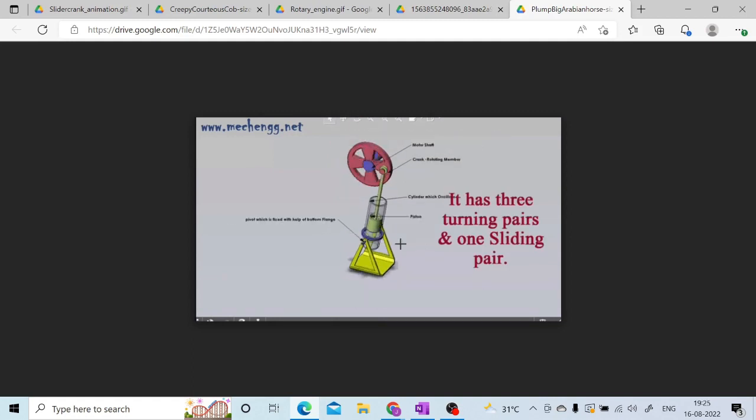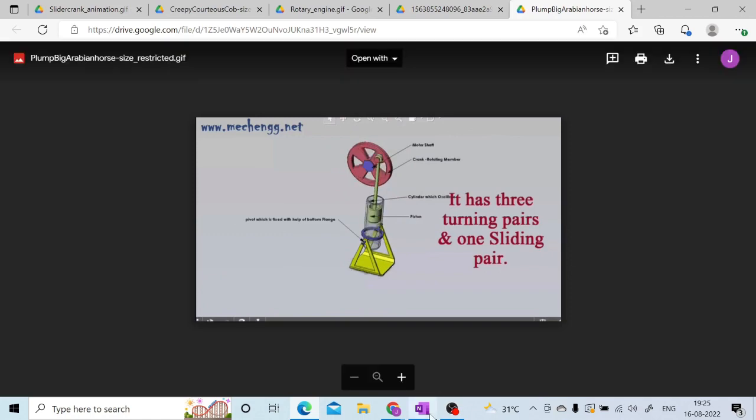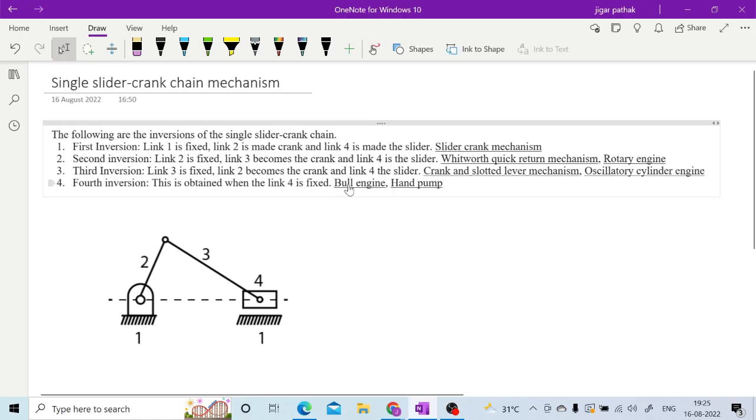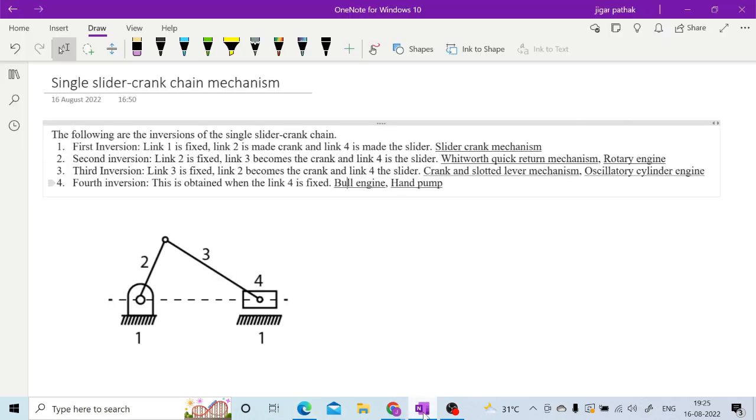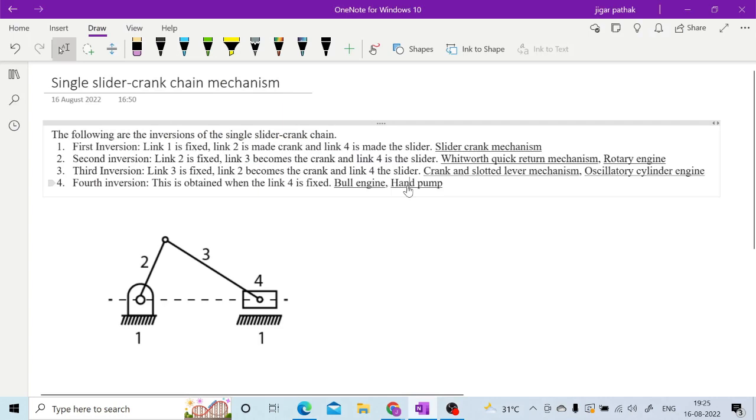So this is how you have to observe these things, and you have to check at what particular inversion which links are getting fixed. So here in this bull engine you will have that last link fixed, that is link 4, right? So here you are having this bull engine, and one more thing is hand pump. So this is how you will have all your inversions for the single slider crank chain mechanism, right? This is bull engine, and here you will have hand pump. It will take a while. So this is how you can have your different inversions for this particular single slider crank chain mechanism, right?